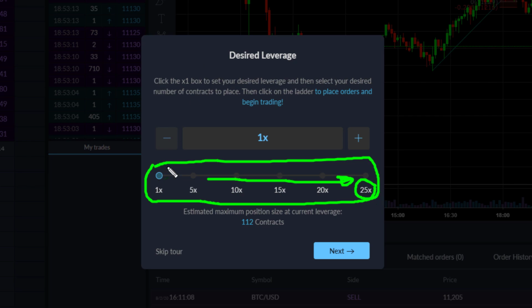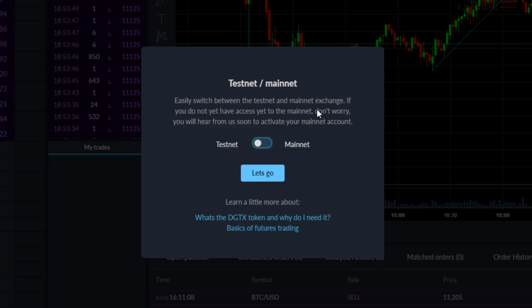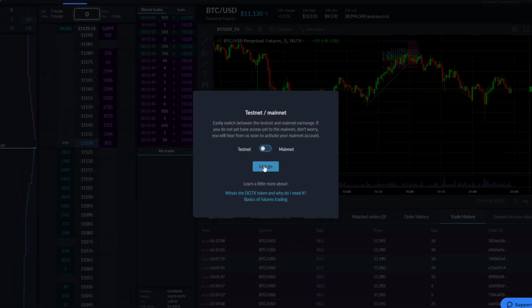So stay with 1x to begin with, please, until you prove to yourself that you know what you're doing to manage risk and your system makes money over time. Again, you can select testnet or mainnet here. And with that, the tour is over.